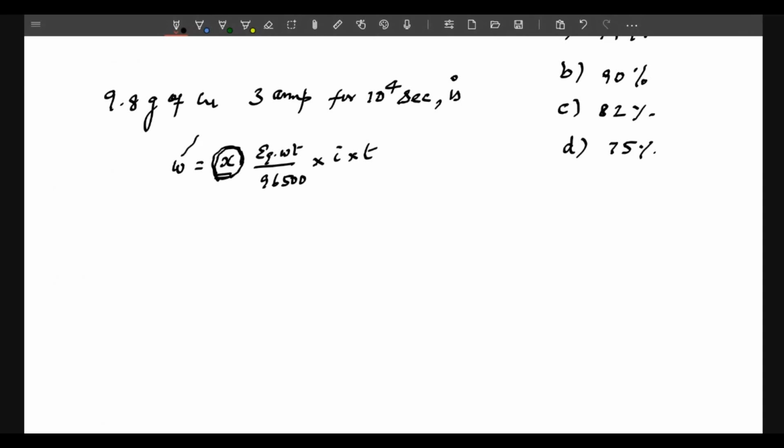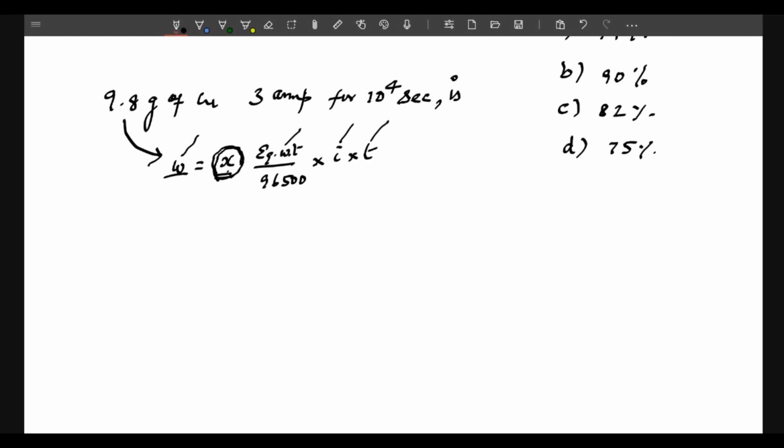Here the weight of the copper deposited is given as 9.8 gram, and you should know the equivalent weight of copper is equal to atomic weight by valency. Valency is 2, atomic weight 63.5. Therefore, 63.5 divided by 2, that is the equivalent weight that can be substituted here. I is given, T is given, W is given.